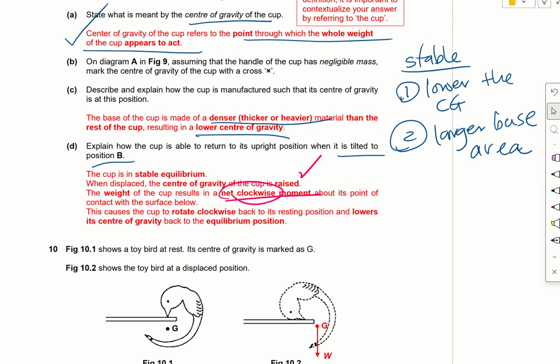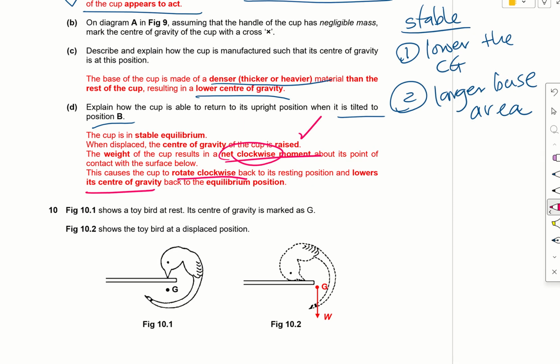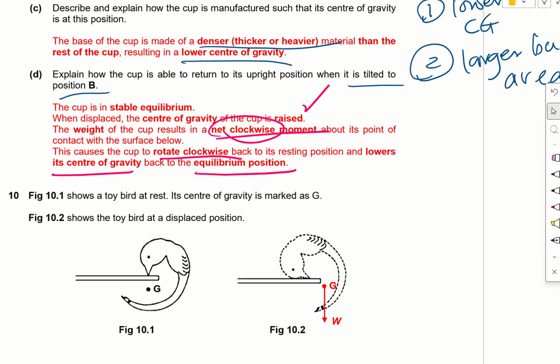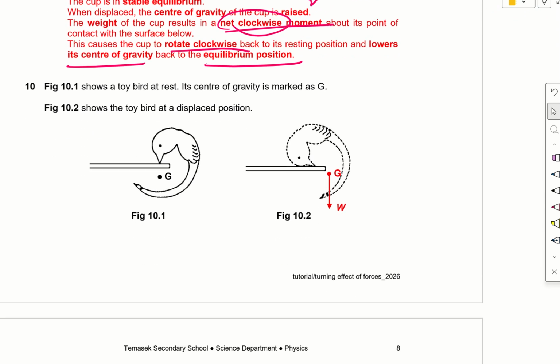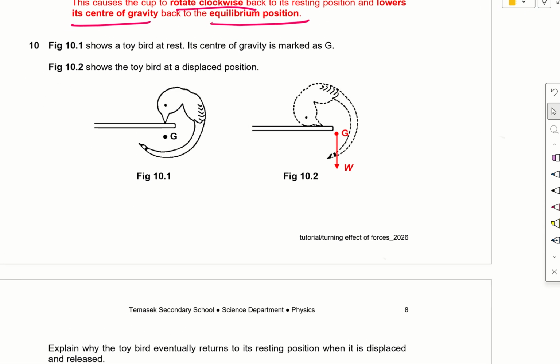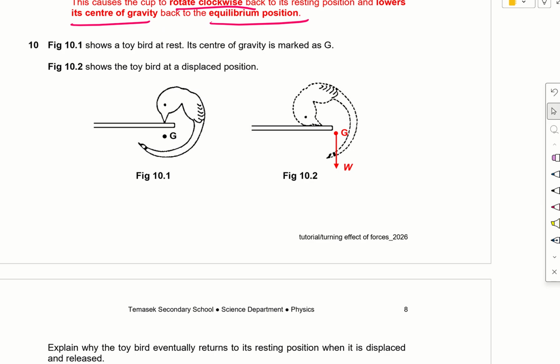And this causes the cup to rotate clockwise back to its resting position and lowers its center of gravity back to the equilibrium position. Again, you can use this as a template to explain your CG or moments question or stability question, but you need to apply it to the context. Let's do one more. Question 10. So this is a toy bird at rest. The center of gravity is marked as G. So it is within here.